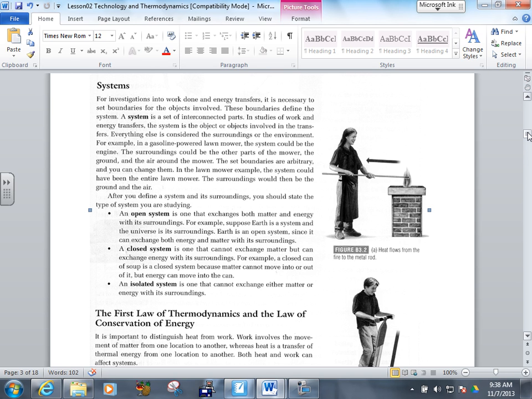So the International Space Station is close to an isolated system when it's all sealed off because it sort of has to be, but it's never perfect. There's no way to perfectly isolate something from everything else.